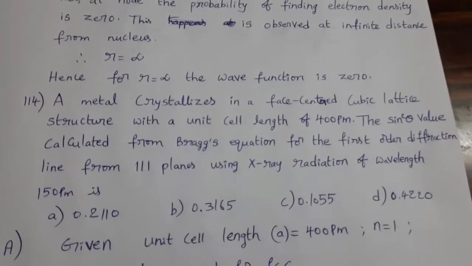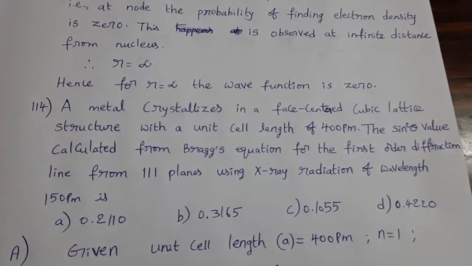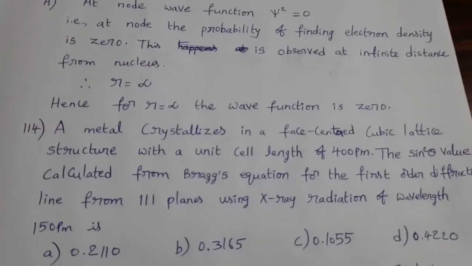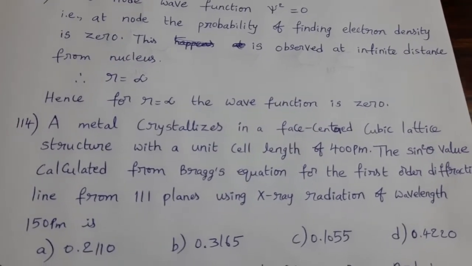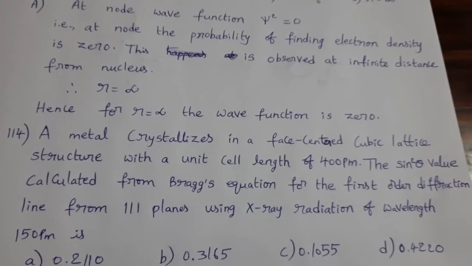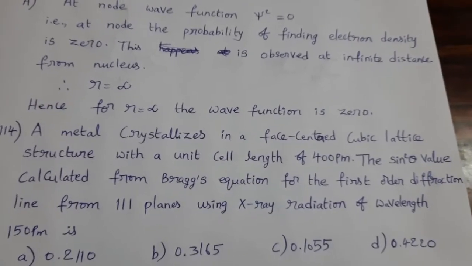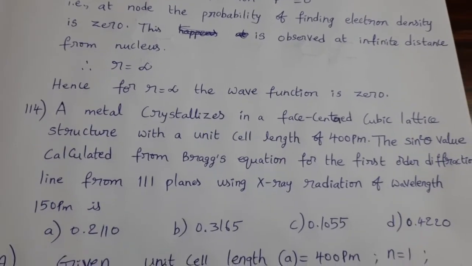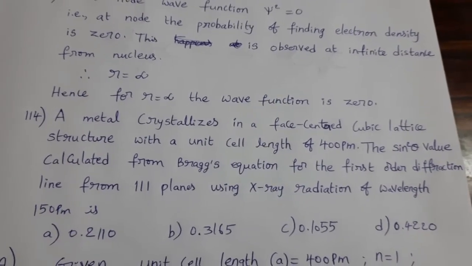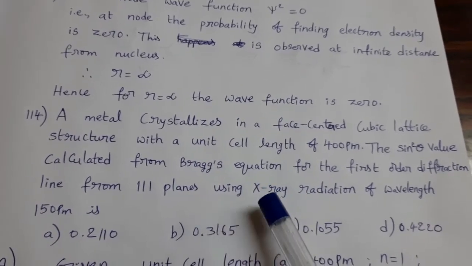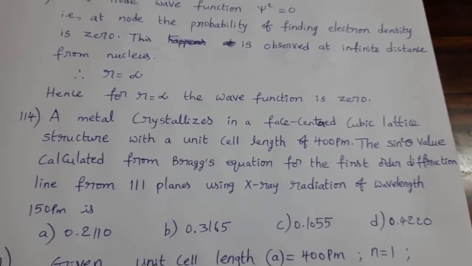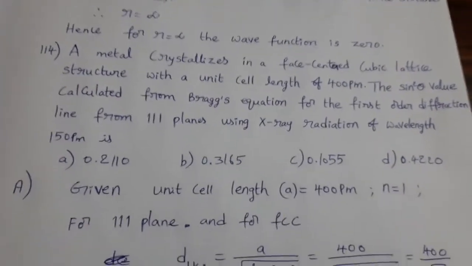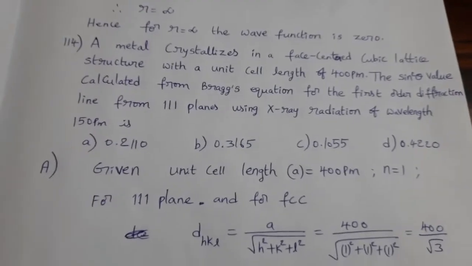Next, a metal crystallizes in a face-centered cubic lattice structure with a unit cell length of 400 picometers. The sine square theta value calculated from Bragg's equation for the first order diffraction line from 111 planes using X-ray radiation of wavelength 150 picometer is? See here, write down the given values.